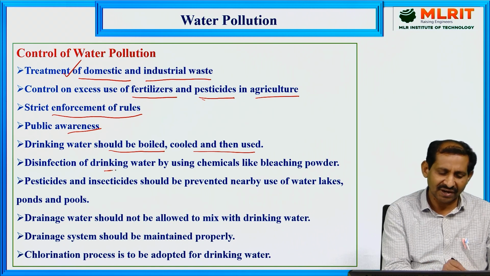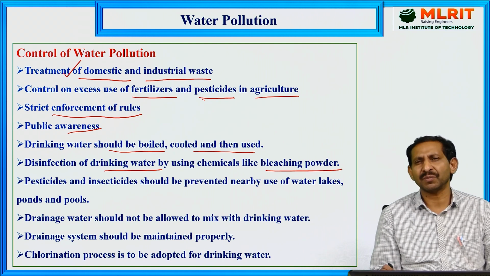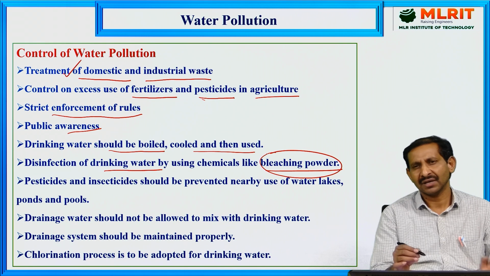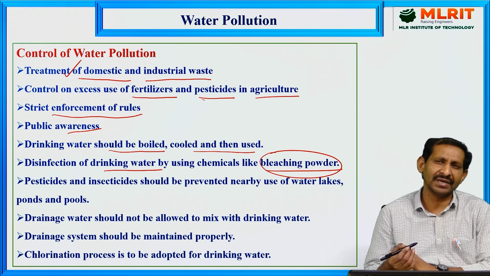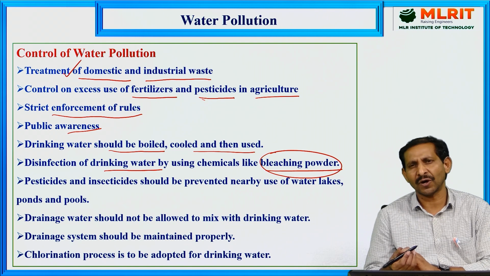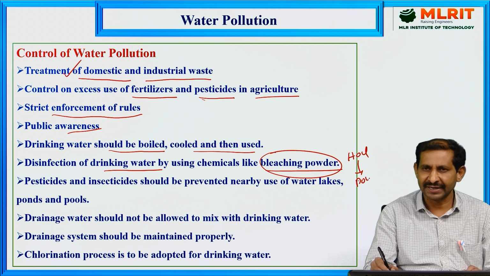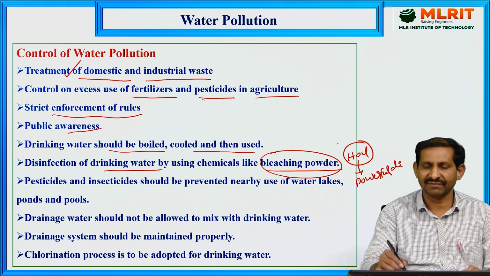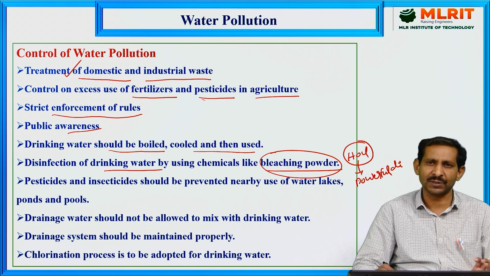Another method is disinfection of water using chemicals like bleaching powder. Municipal water treatment generally works this way. The bleaching powder produces chlorine, and the chlorine reacts with the water to produce hypochlorous acid. Hypochlorous acid is a powerful disinfectant agent, which will kill the microorganisms present in the water.